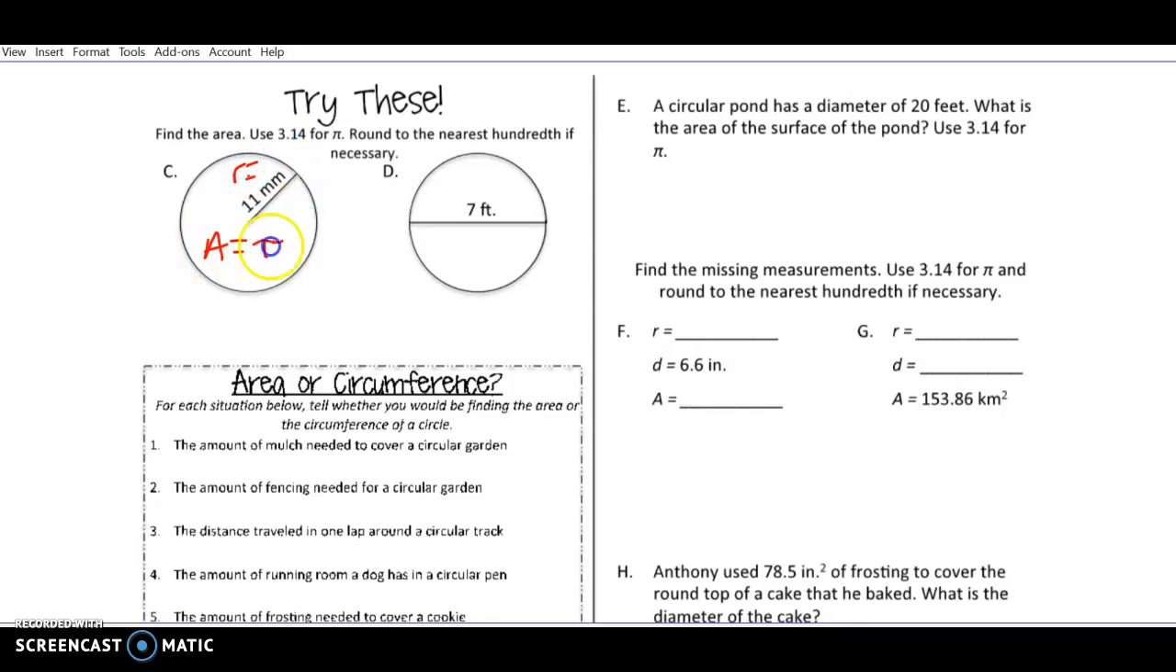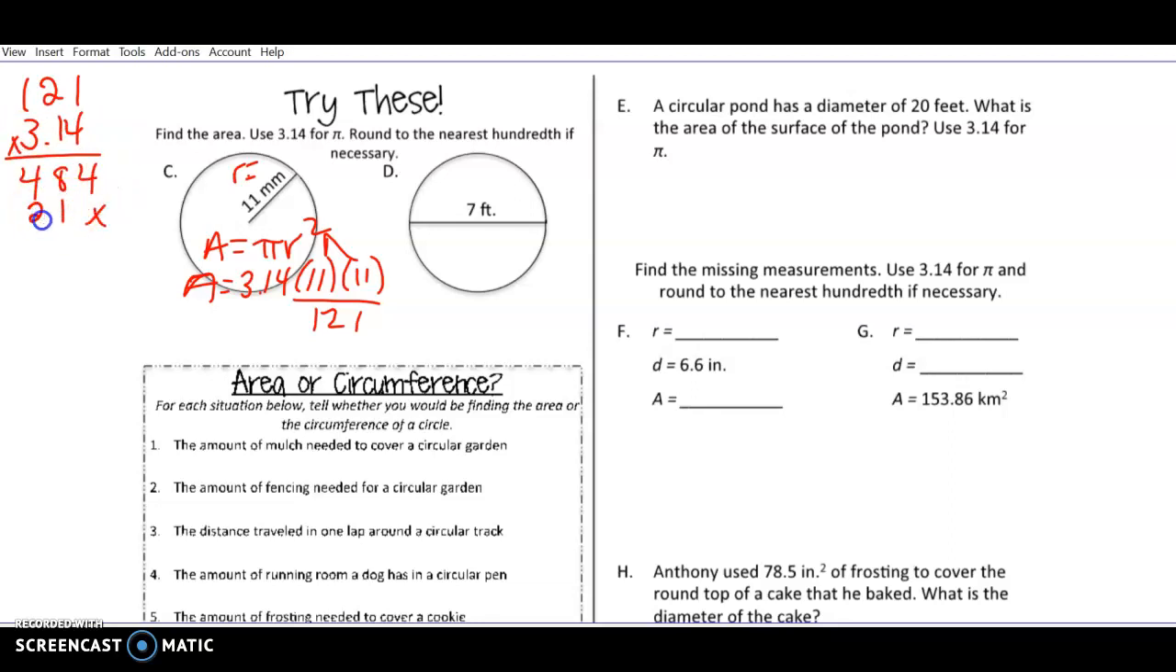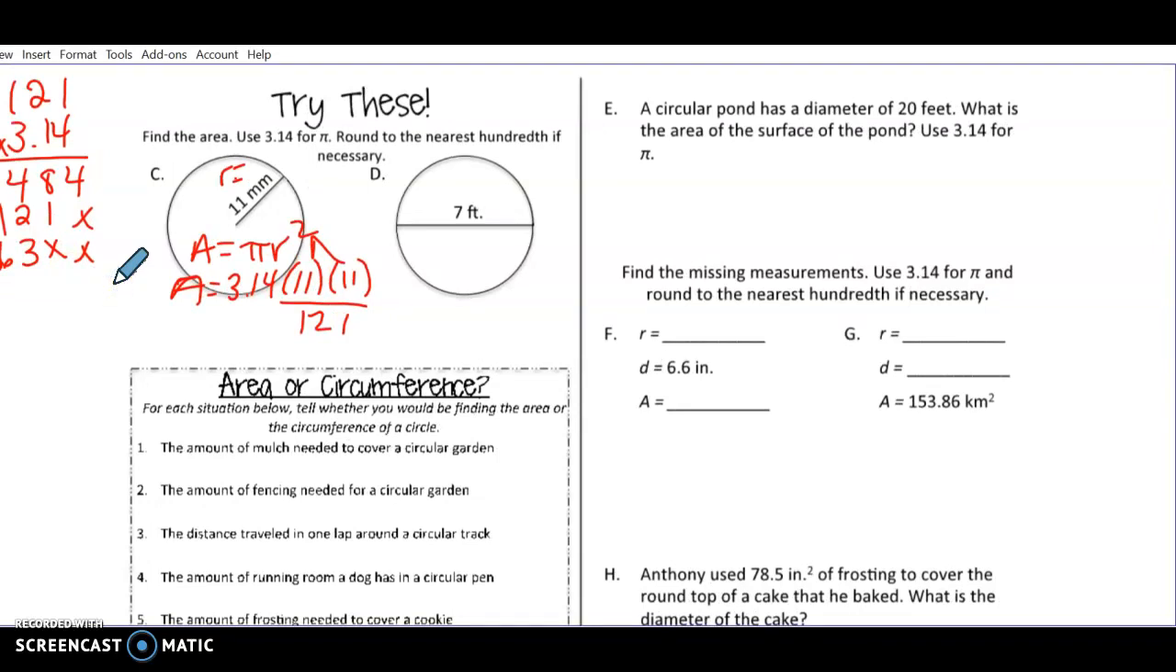A equals pi r squared. So this is going to be A equals 3.14 times 11 times 11. And I know 11 times 11 is 121. So 121 times 3.14. 484, placeholder, 121, two placeholders is going to be 3, a 6 and a 3.